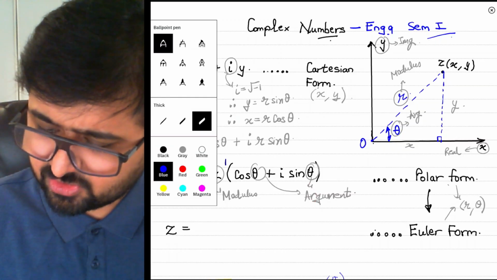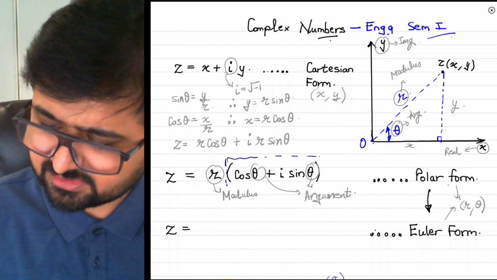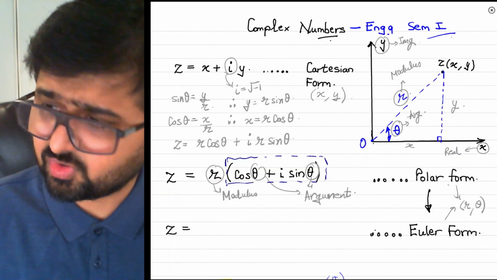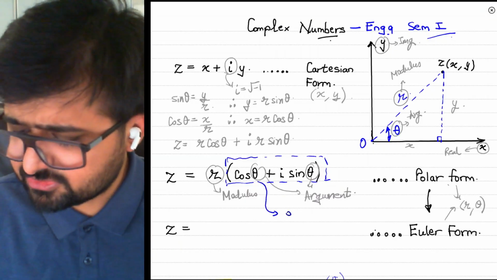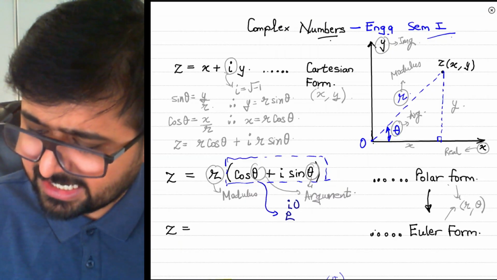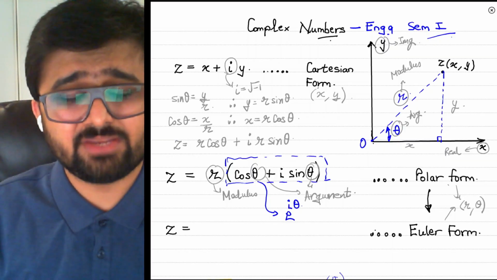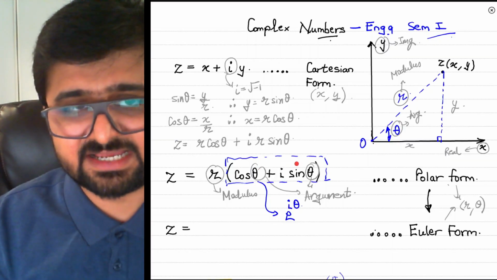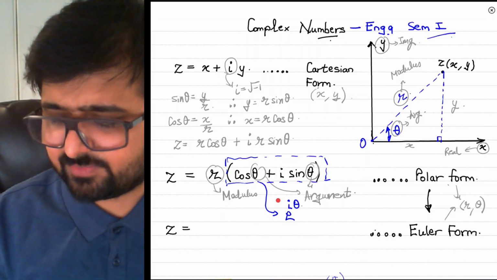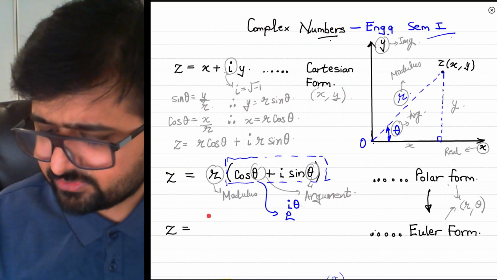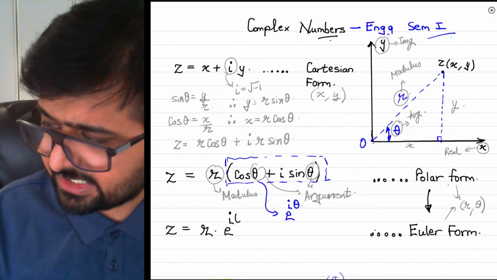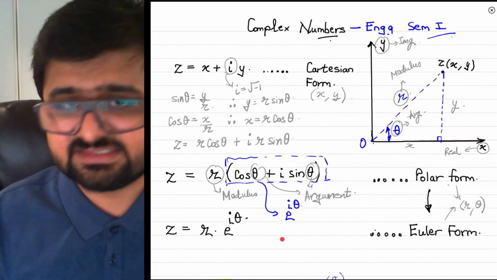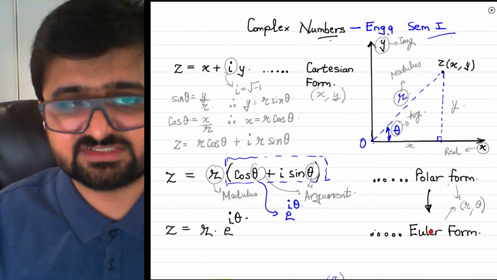Also, this term, cos theta plus i sine theta, is equal to e to the power i theta. You can easily prove that cos theta plus i sine theta is equal to e to the power i theta. So if you substitute that, you get r e to the power i theta. This is nothing but the Euler form of complex numbers.